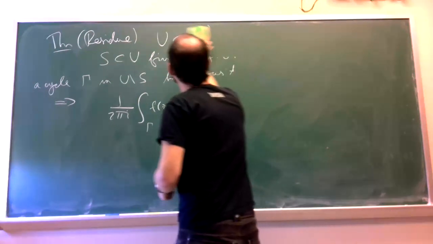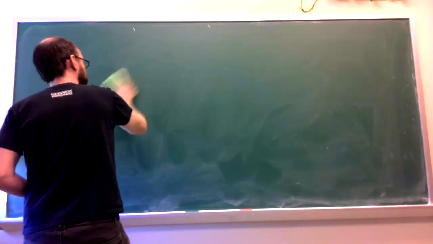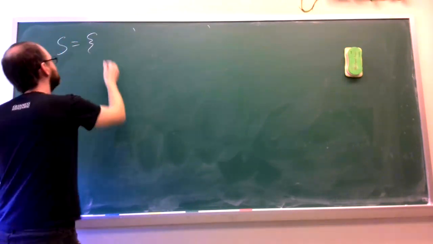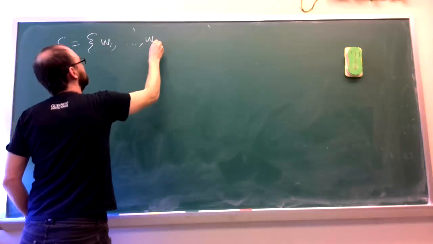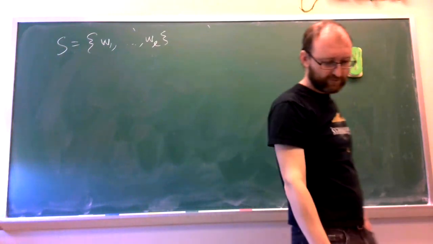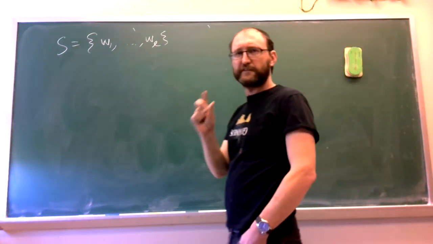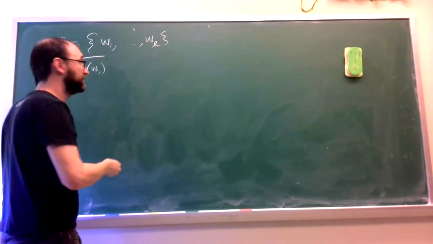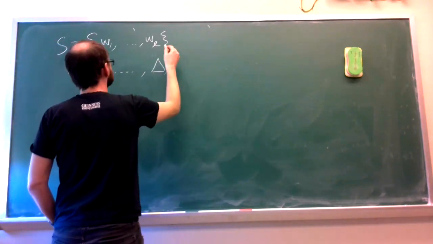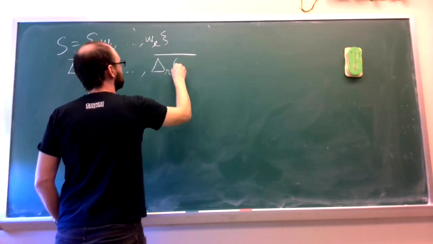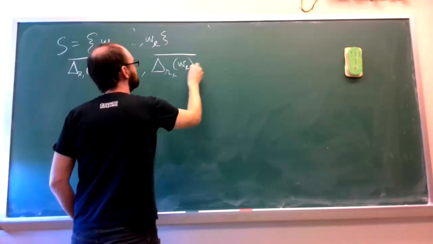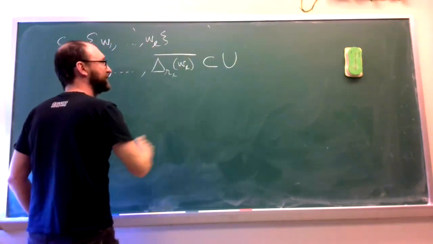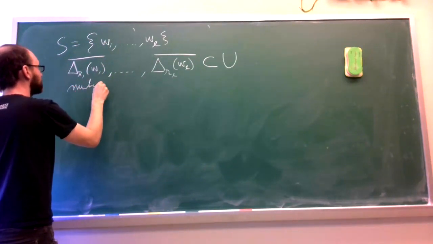So let's give the points in S a name, right? Let's call them w_1 through w_l. And now we're going to pick small closed disks, Delta_r1 of w_1 through Delta_rl of w_l. These should all be in U, right? And they should be mutually disjoint.